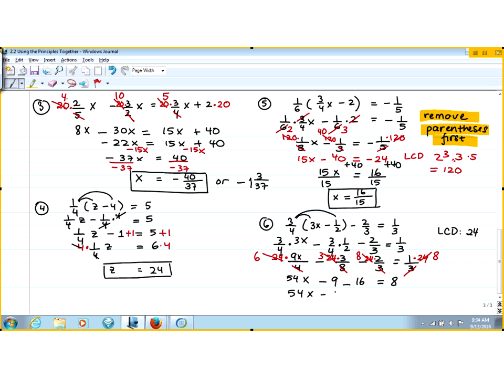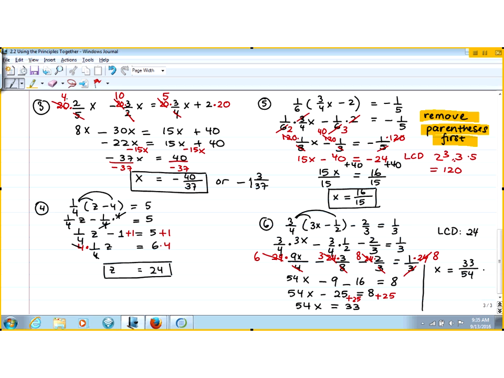So 54x minus 25 is 8. Okay, then what? You add 25 to both sides. All right, so 54x is equal to 33. Okay, I don't have space. So divide both sides by 54, sorry, what is that?